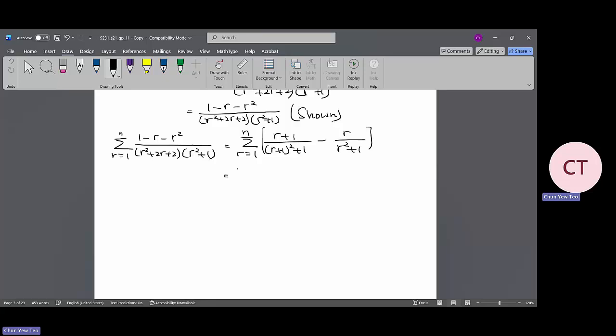List down the terms. You can just put the value 1, you get 2 over 5 minus half. Put the value 2, you will get 3 over 10 minus 2 over 5. R equal to 3, you get 4 over 17 minus 3 over 10. And you can see that the pattern for the cancellations will be like this. So this pattern will remain the same until r becomes n.